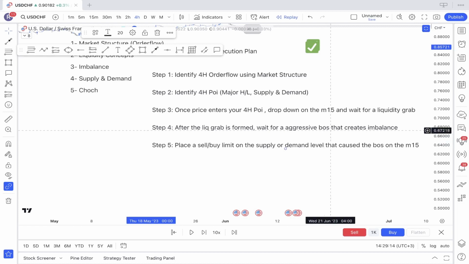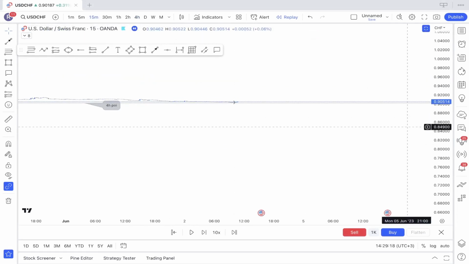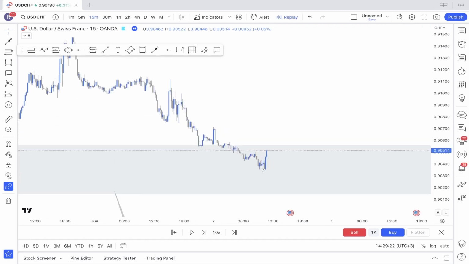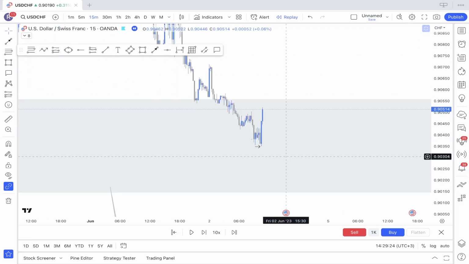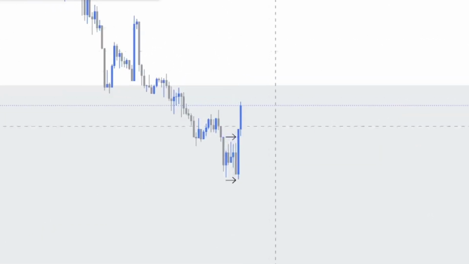After the liquidity grab is formed, wait for an aggressive break of structure that creates imbalance. And we also have that. Okay, we also have an aggressive break of structure. So let me zoom in to show you the aggressive break of structure that formed after the liquidity grab. So we have a liquidity grab, and after that we have an aggressive break of structure right here. Okay, this is our break of structure to the upside.